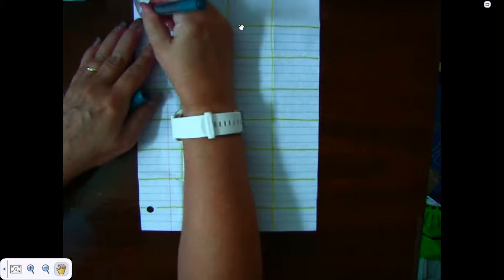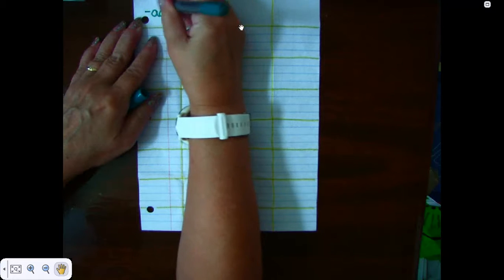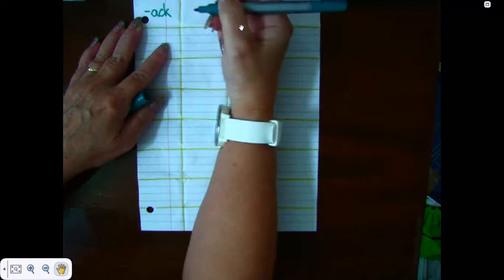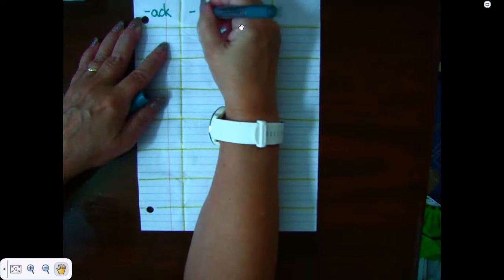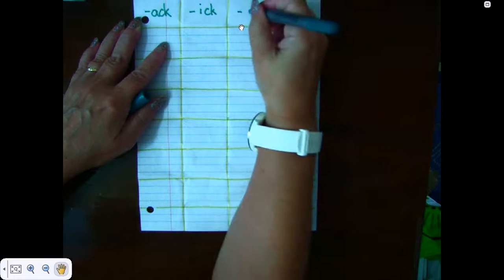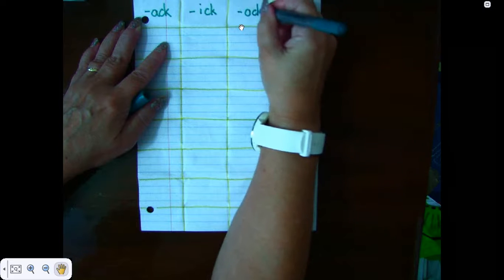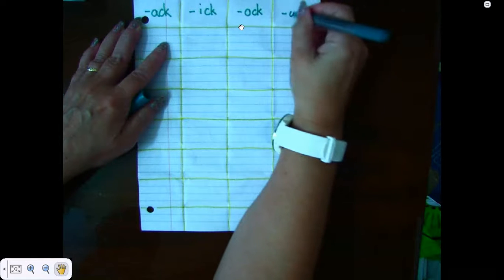And as always, we're going to start with our header. And our headers are -ak. And remember, when there's a hyphen first, that means the word comes first. And this is our ending. -ik, -ak, -ok, and -uk.